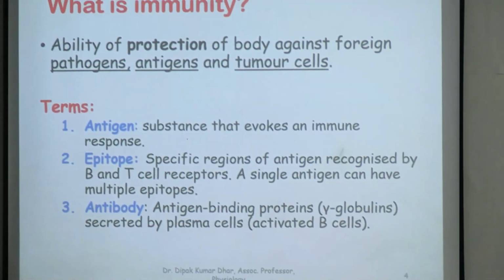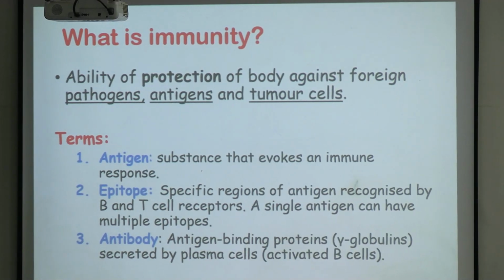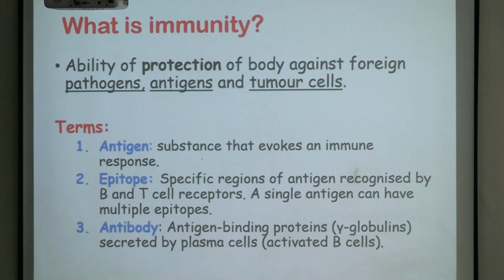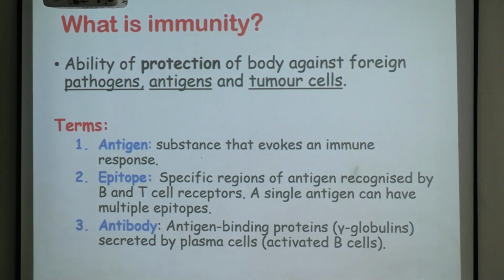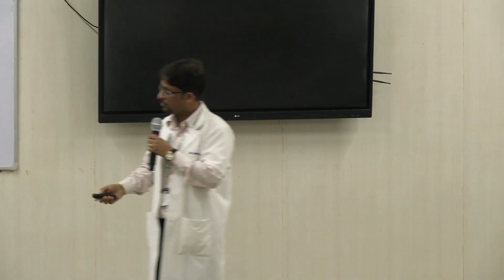And the third one is antibody. Antibodies are proteins which can bind to antigens, right? So antigen-binding proteins, which are secreted by plasma cells. Plasma cells are activated B cells or B lymphocytes. So these are some basic terms to start with.